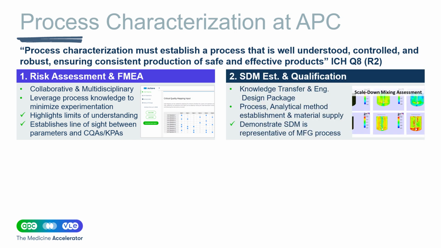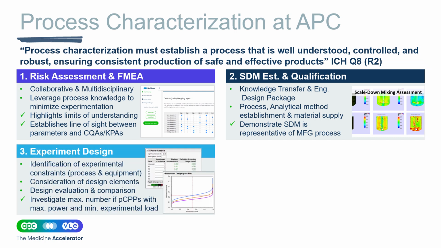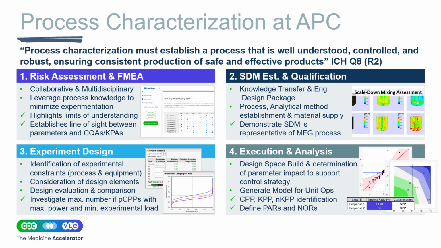Next is scale down model establishment and qualification, where we complete our knowledge and tech transfer, establish our scale down models, and demonstrate that the lab scale systems can replicate the key behaviors and performance of the manufacturing process. This is then qualified through reproducibility and statistical means. Once we've qualified the scale down model, we move into our PC study design phase, where we complete our DOE design workflow to ensure our studies have maximum experimental power with minimal experimental load. And then lastly, we'll execute these experiments and complete our analysis workflow, where we build a design space and model for each unit operation, classify their parameters based on their impact, and establish our PARs and NORs.